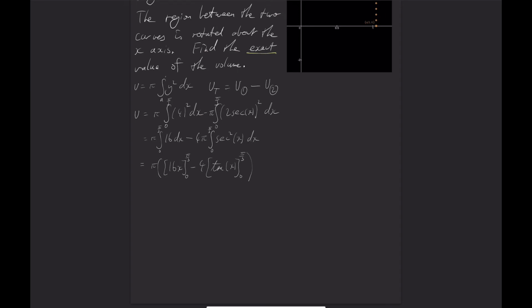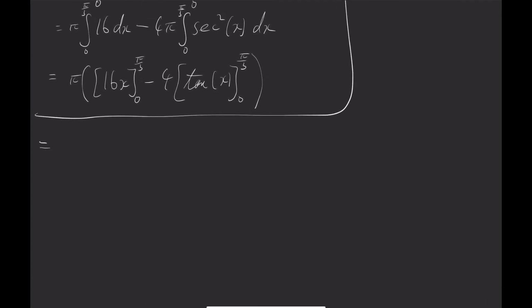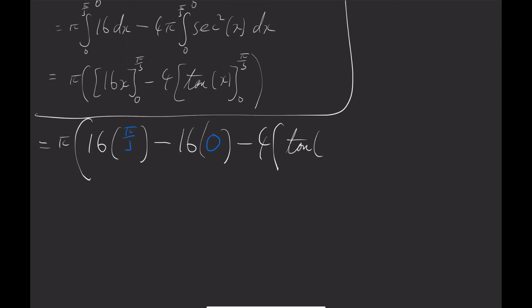So there's what I'm evaluating. Let's do this calculation. Volume is pi times: 16, and instead of x, that becomes pi on 3, minus 16 times 0. I'm taking away 4, being really disciplined with my brackets, tan of pi on 3 minus tan of 0, close bracket, close bracket, close bracket.